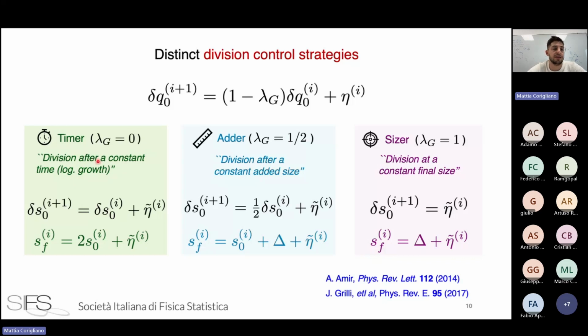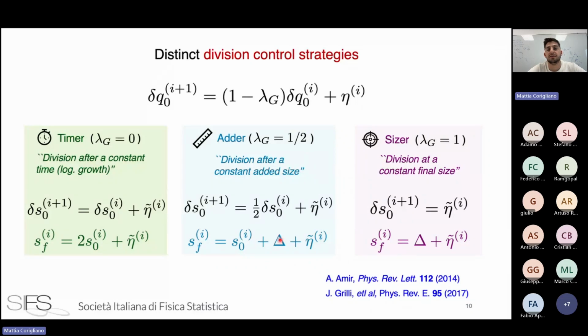And as we have already seen, this is the strategy that leads to a random walk. So here fluctuations are not controlled, basically. And indeed, you see that the fluctuation in the initial size at the next cycle is just the fluctuation you have at the current cycle. So you are not controlling fluctuation, basically. So you can have an intermediate control called adder. And this is called adder because you can see that according to this quantity, the final size can be written as the initial size plus a constant size-independent term plus some additive noise.